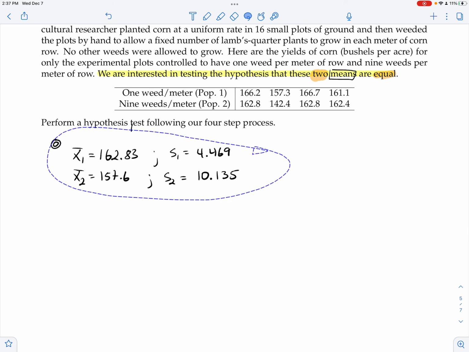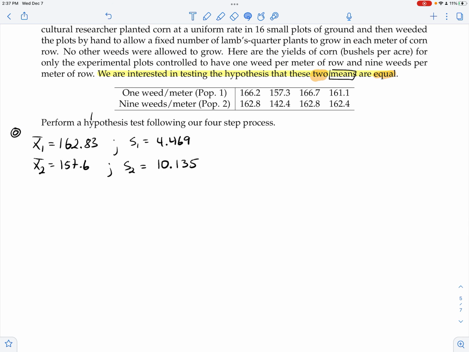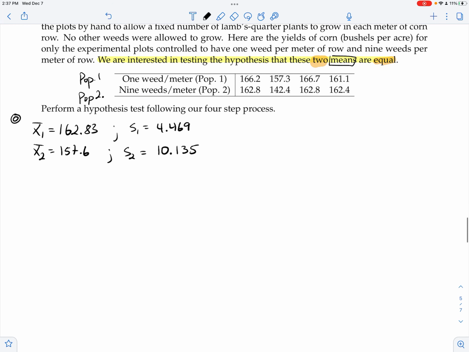First thing you should do is do step 0 and compute the test statistics. I guess I should label, I'm calling this population 1 and population 2. So you can use Excel or whatever you want for that.